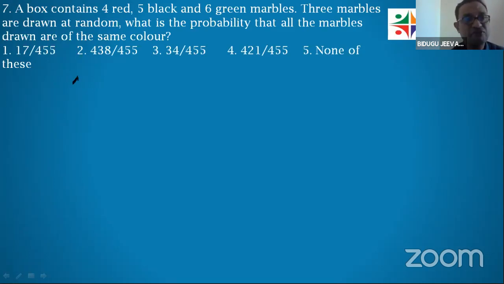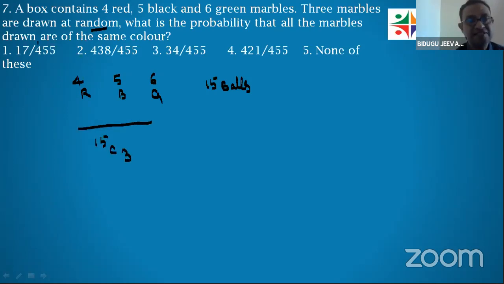So a box contains 4 red balls, 5 black balls. Altogether 15 balls are there. The question is given: 3 marbles are drawn. Out of 15, if I take 3, 15C3, right? What is the condition given? Marbles drawn of the same color. Same color in the sense, those 3 may be red, may be black, may be green. Let me express properly. 4C3 or 5C3 or 6C3.